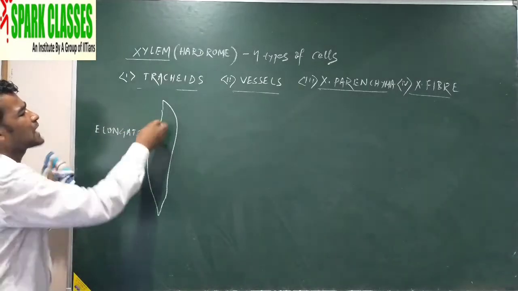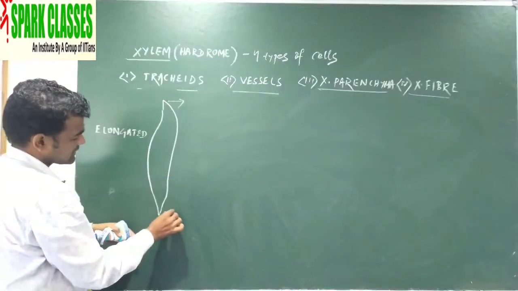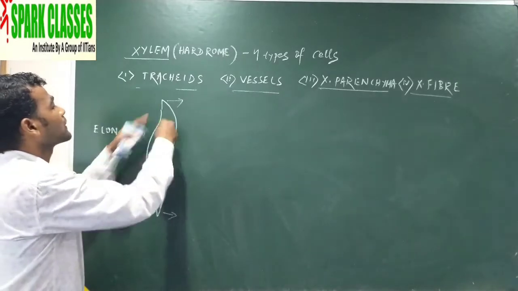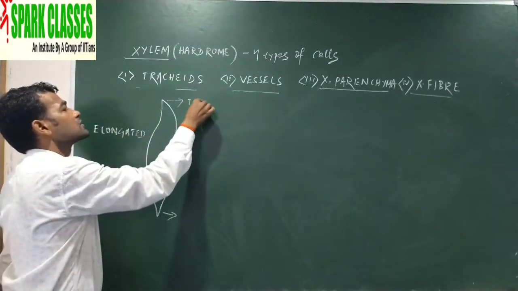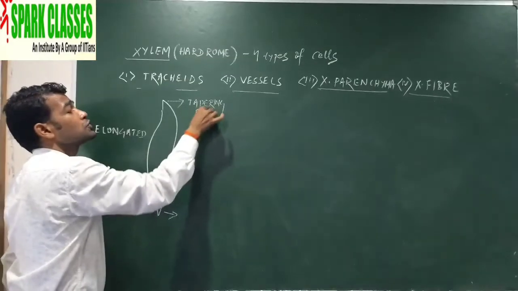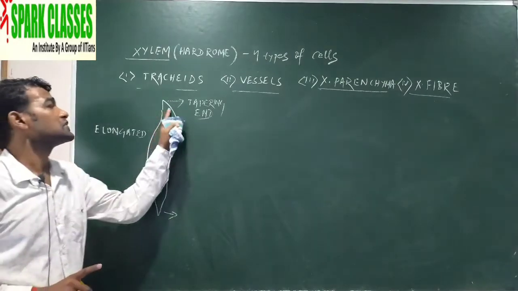And the ends are tapered. Ends are tapered means pointed. You can see this end, you can see this end. The ends are pointed, not blunt. So this is called a tapering end. This end also comes as a question. In case of tracheids, which type of end are found? This is a tapering end.